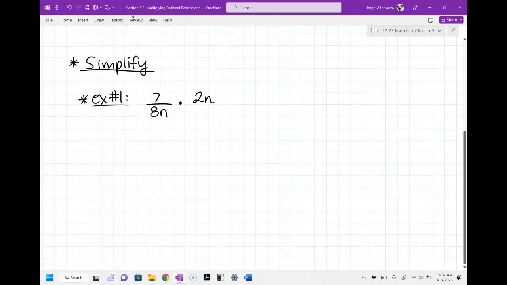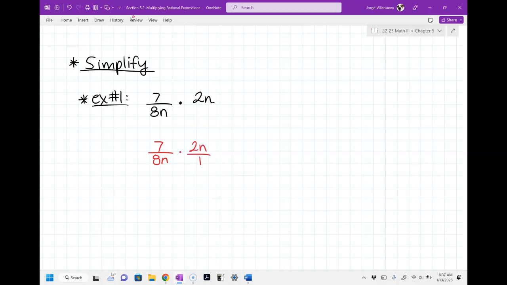Now, sometimes people ask me, can I rewrite the 2n as a fraction? Yeah, you could. If you want to, you can rewrite it as 7 over 8n times 2n over 1. And the reason why they want it as a fraction is so that they know the 2n multiplies the 7, the 1 multiplies the 8n. You don't have to do that, but you could. So if we go ahead and multiply across, we'll get an answer. Later I'm going to show you a different way to do this.